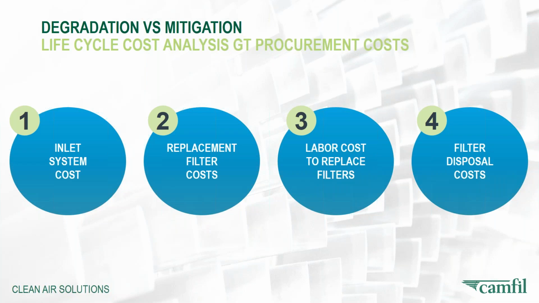And we mentioned earlier that we take into consideration procurement and operational cost. Procurement cost can be some or all of the things you see listed on the screen. It may be an inlet system cost. You may be in a situation where you're buying a new filter house or modifying or retrofitting your filter house to accept different type of filters. And if that's the case, we need to factor in that cost.